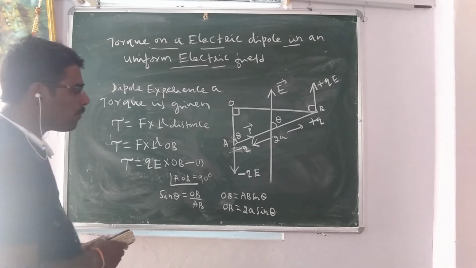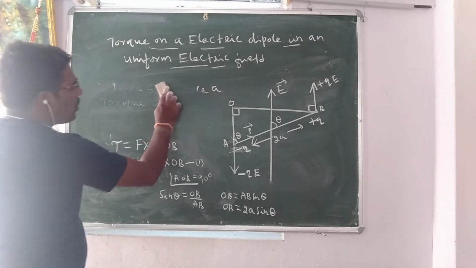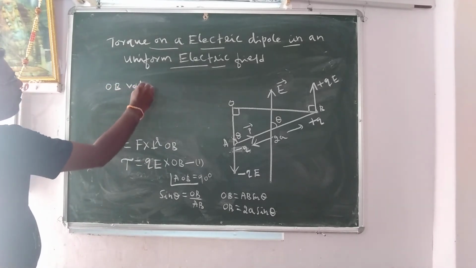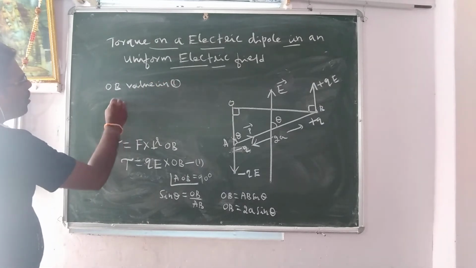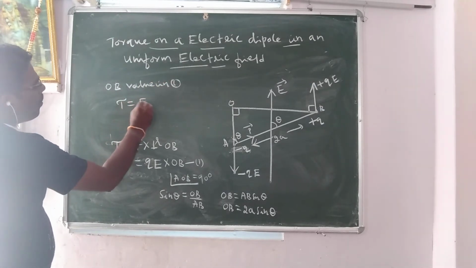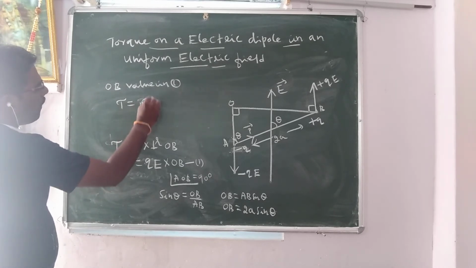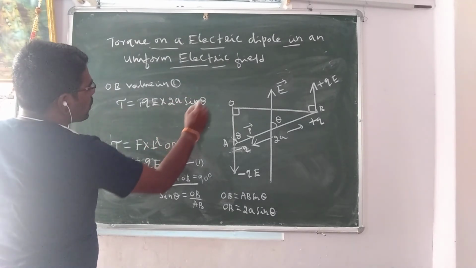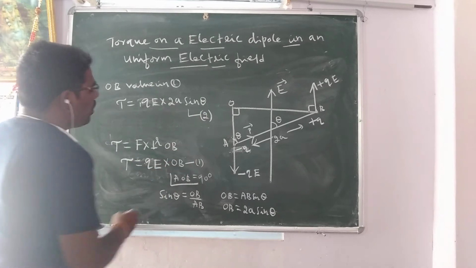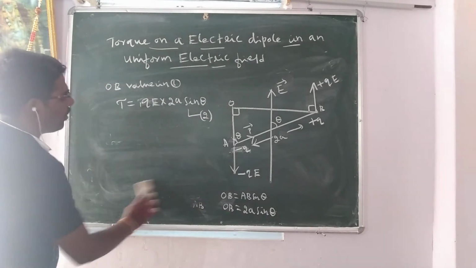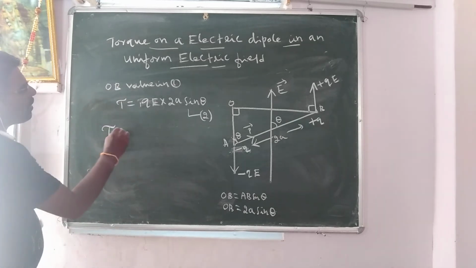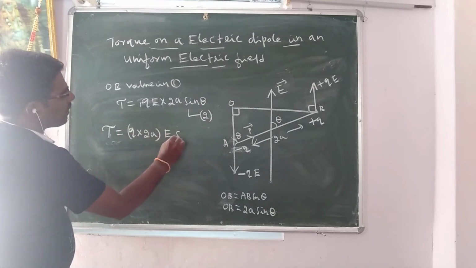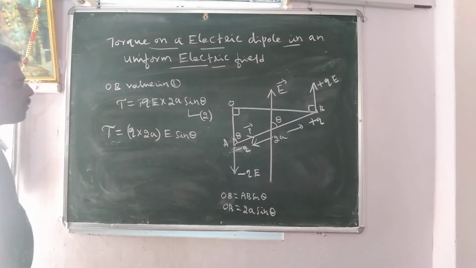Substitute the OB value in equation 1, and you get the net torque on a dipole equal to force QE into 2a sin theta. This is equation 2. Rearrange equation 2 like this: Q into 2a on one side and E sin theta.